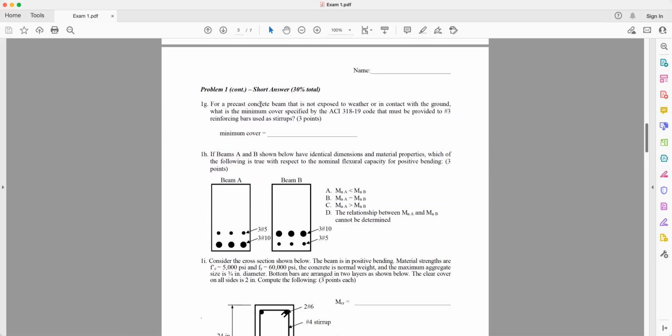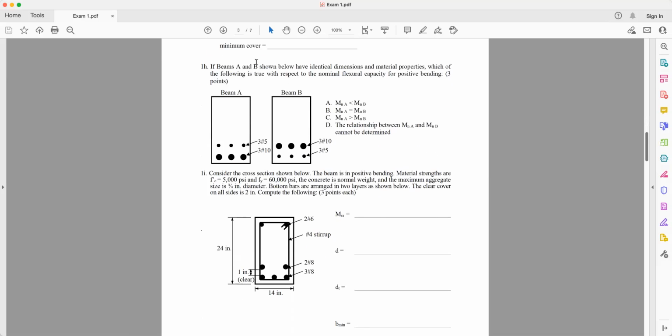Now 1G: for a precast concrete beam that is not exposed to weather or in contact with ground, what is the minimum concrete cover specified by the ACI 318-19 code that must be provided for number 3 reinforcement bars at the stirrups? What is it asking? This is asking for concrete cover. Which one do you need to look up? The table 20.5.1.3.1, right? Remember, go back to your notes, take a look at your code, find that table, and the table is concrete cover for non-prestressed members. All right, 1H.